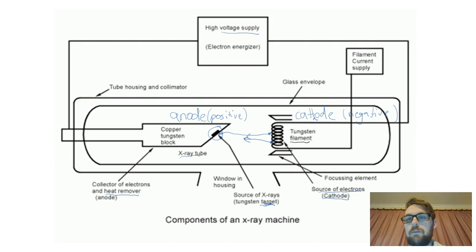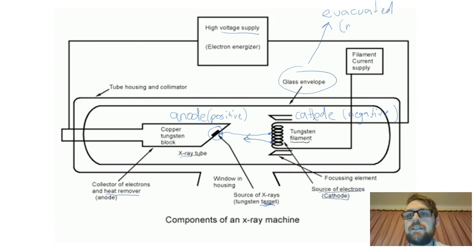A really important part of this is we need a glass envelope around the tube, so it can be evacuated, which means no air. If we had air in between here, our electrons, as they went across, would hit the air and it'd be a bit messy. We need them to go straight across, so we need a vacuum in there.